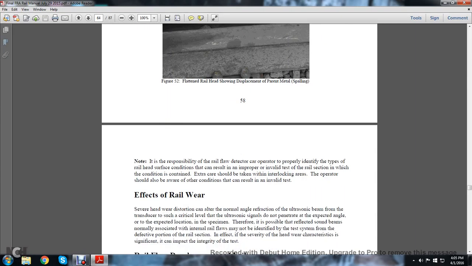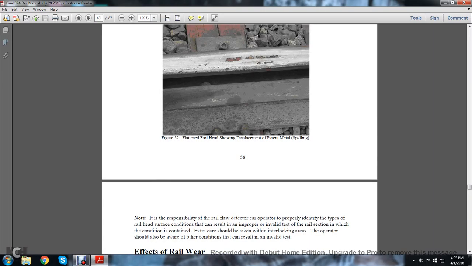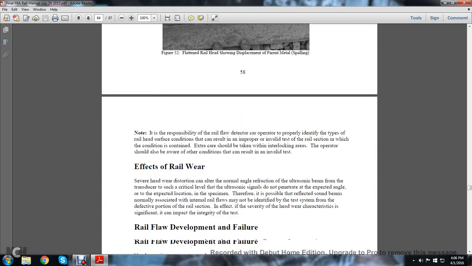Spalling. Note that it is the responsibility of the rail detector car operators to properly identify the types of railhead surface conditions that can result in invalid tests of the rail section in which the condition is contained. Extra care should be taken within the interlocking areas. The operator should also be aware of other conditions that can result in invalid tests.